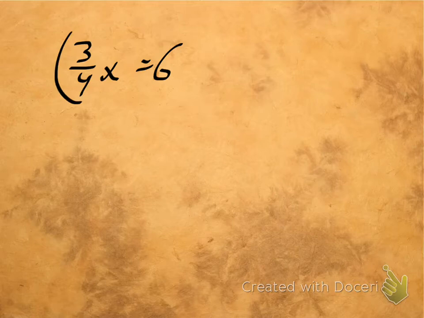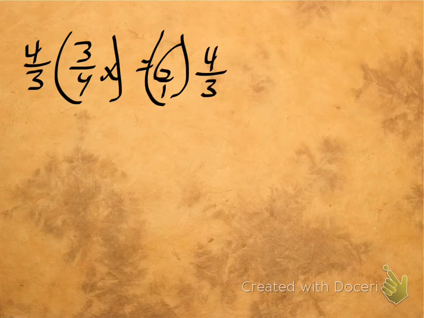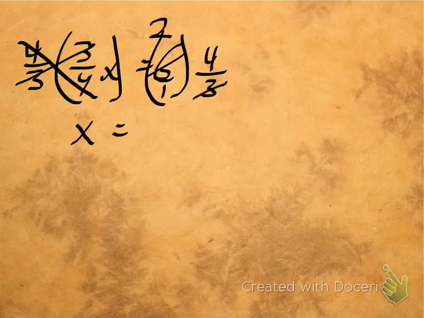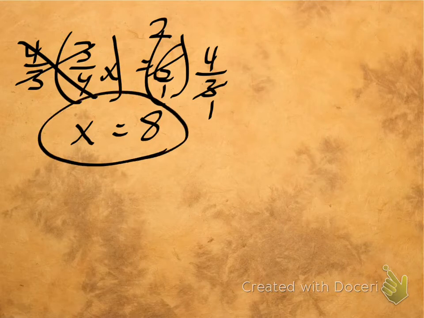Now you do the same thing. You multiply both sides by 4/3. This one you have to change into 6/1, multiply by 4/3. Over here again, we get the canceling, we get x. Over here on the right, 6 and 3 cancel just like before. We get 2 and 1. And now 2 times 4 is equal to 8. And that's my answer.